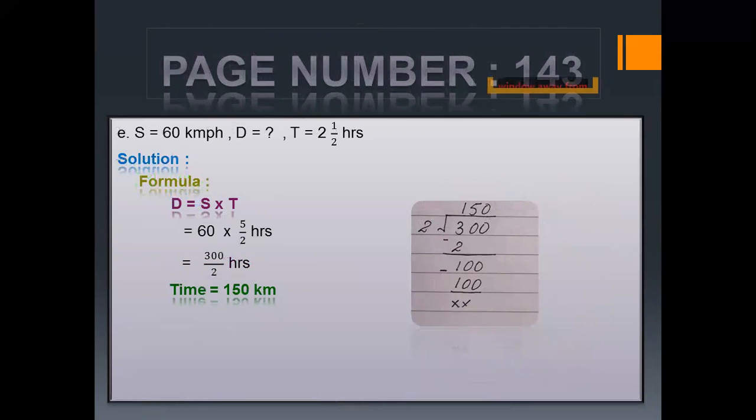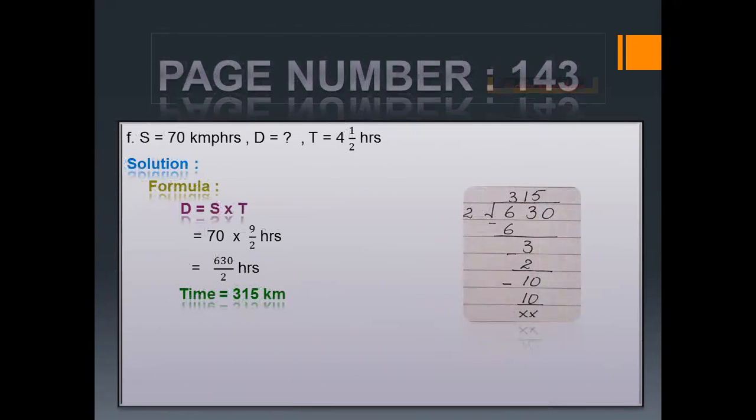Part E. S is 60 km per hour, and D is unknown, and time is 2 whole number 1 by 2, which will be 5 over 2 hours. When we calculate them, 60 multiplied by 5 will be 300 and we divide it by 2. Now the distance is 150 kilometers.